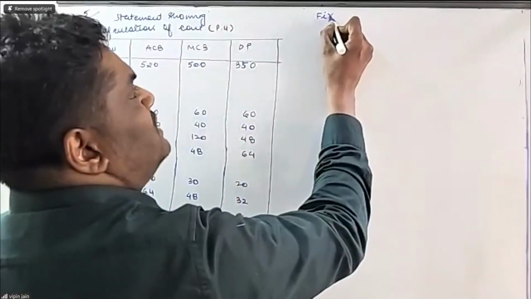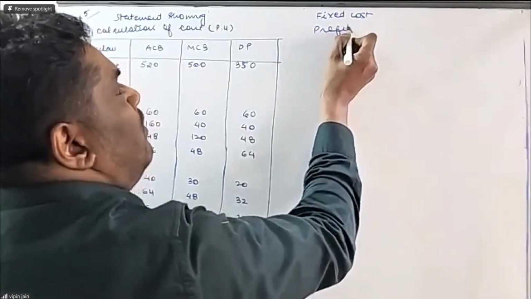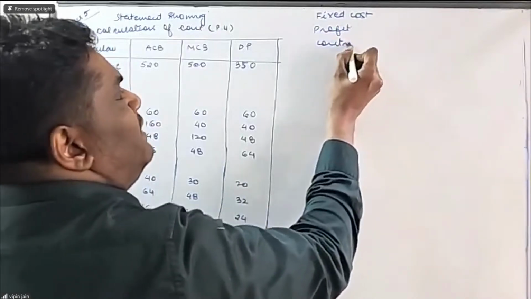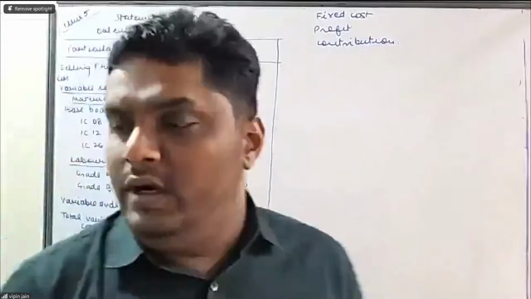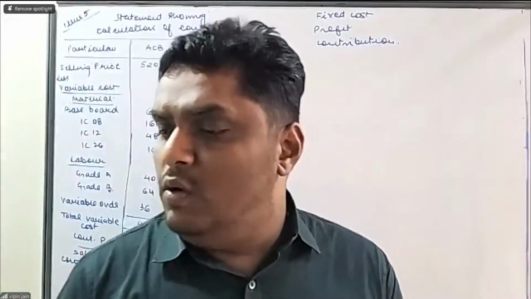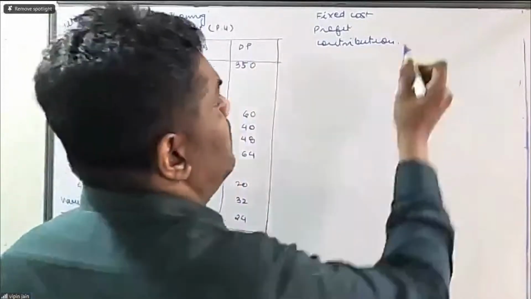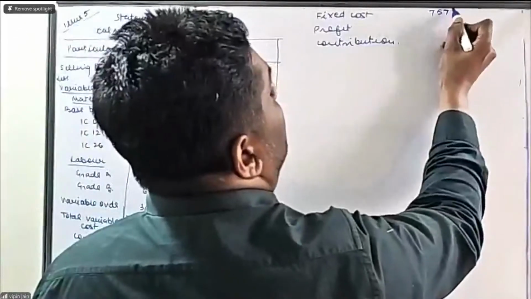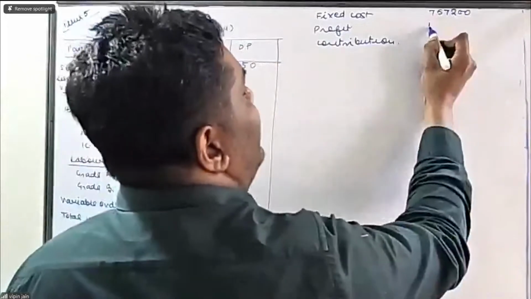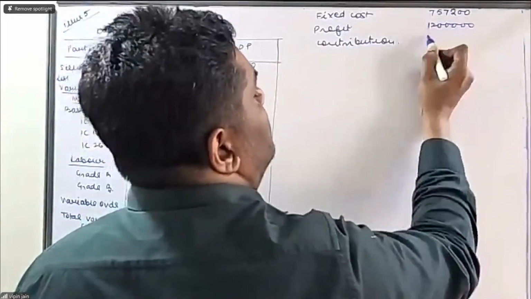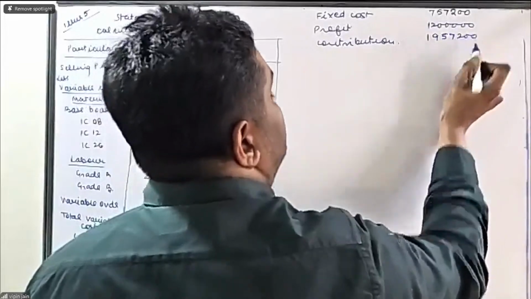Now see, my fixed cost we have, my profit we have. So we can easily calculate the contribution. This part, how to calculate contribution, I have already discussed. So my fixed overheads are 757,200. My target profit is 12 lakh. So this will be 1,957,200.